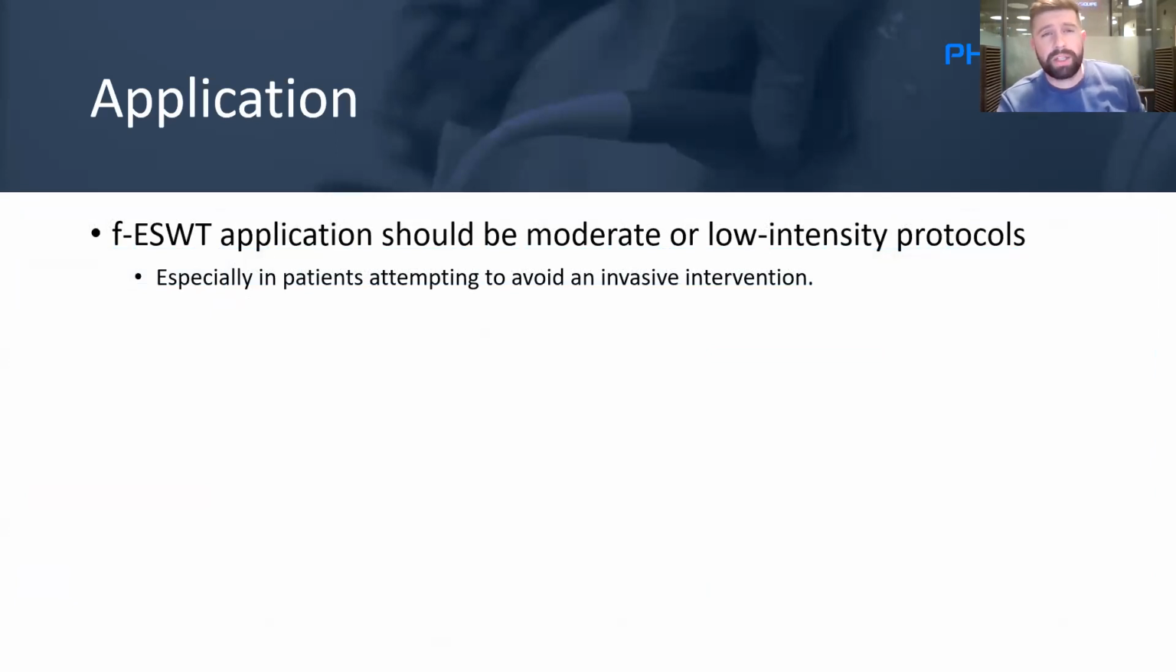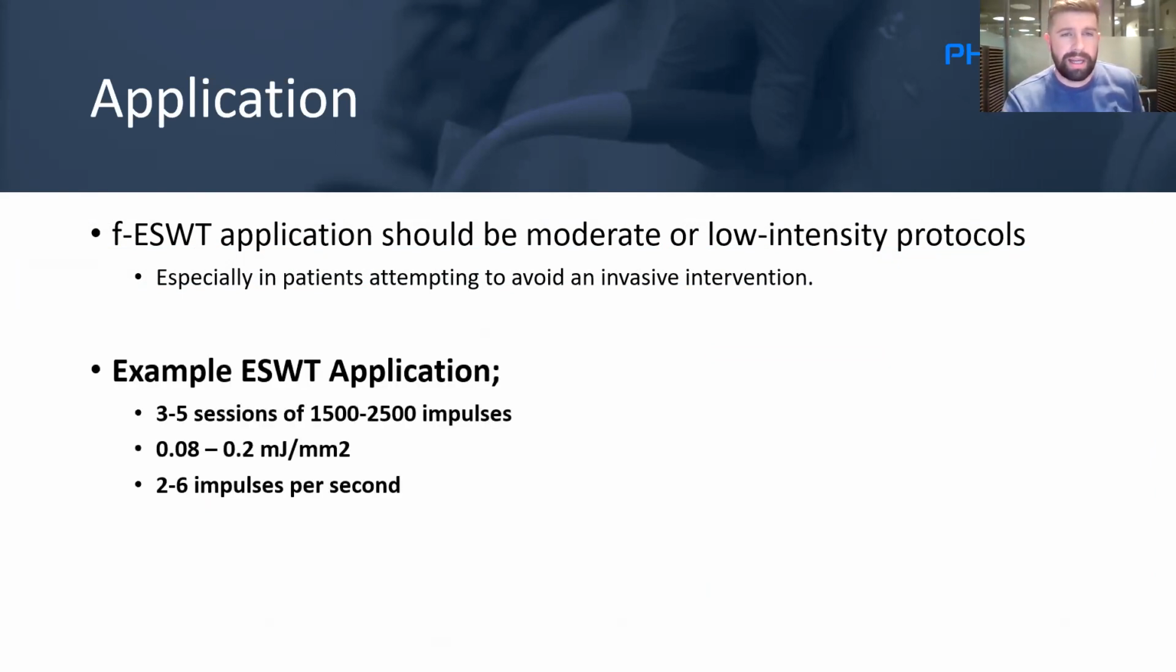So in terms of application, looking at moderate or low intensities, especially in those wanting to avoid any surgeries. An example, 3 to 5 sessions, 1500 to 2500 impulses, 0.08 to 0.2. So not quite as wide a range as your Achilles, but similar, 2 to 6 impulses per second. So quite a wide range there.